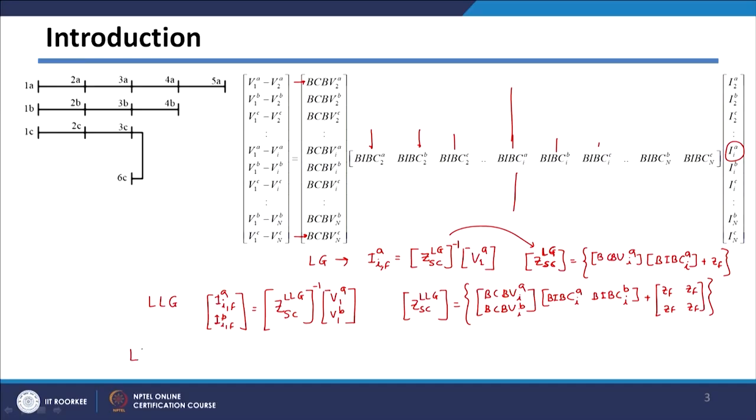And in case of triple LG fault, we have seen that all three short circuit currents will be present.